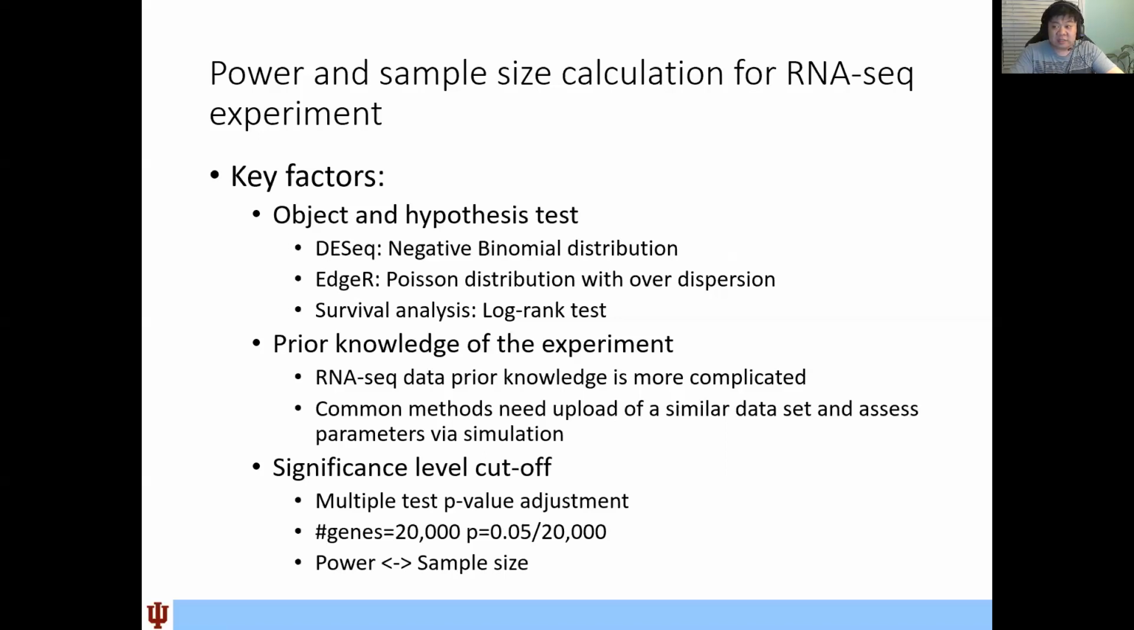Another thing is about the significance cutoff. Like I mentioned, we need to consider multiple test p-value adjustment. For RNA-seq data, for example, there are around 20,000 genes, and with a p-value of 0.05 by Bonferroni correction, the p-value will be 0.05 divided by 20,000, which is very small. So this directly gives us the intuition that with RNA-seq data, considering multiple tests for discovery control, the type 1 error we can use is very small.